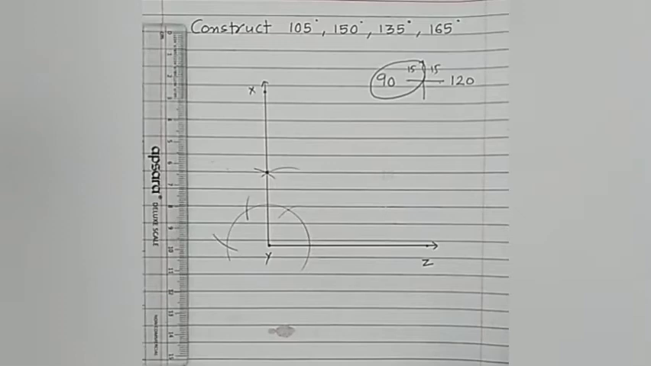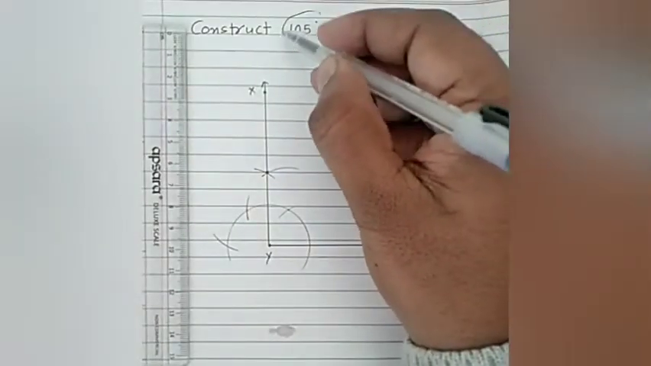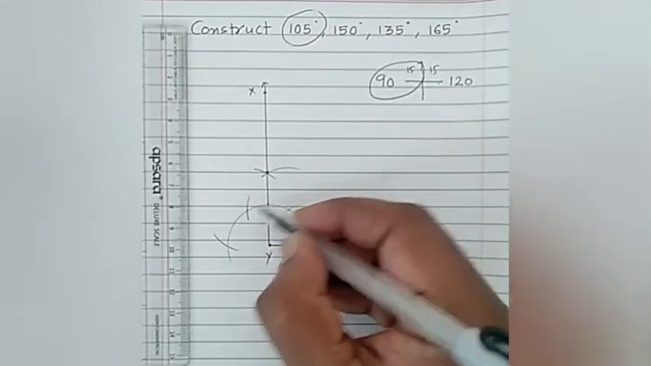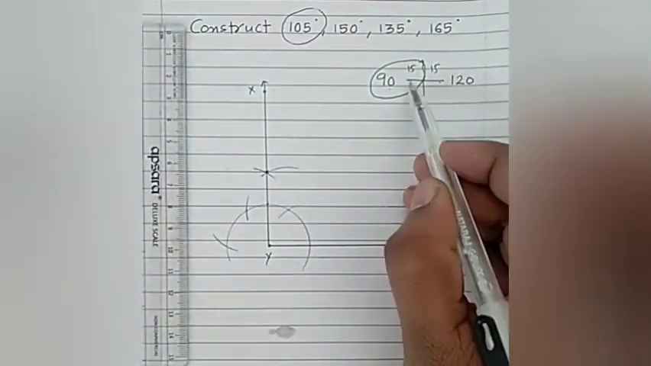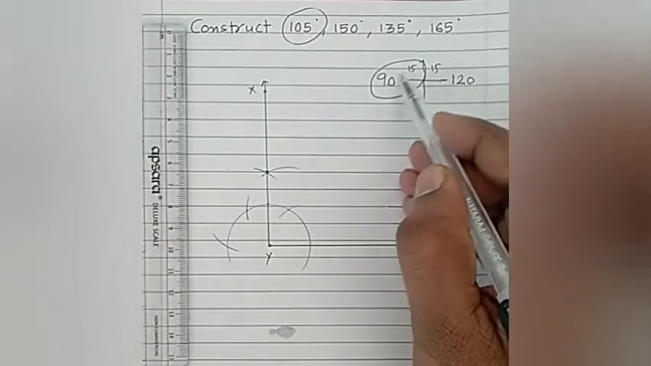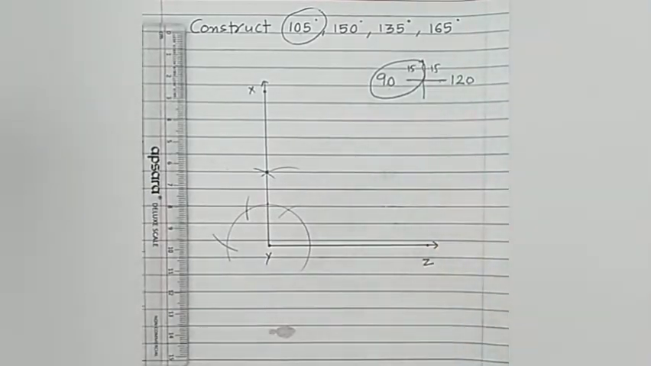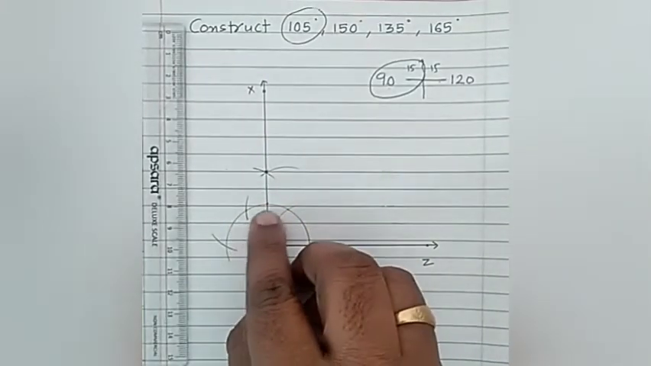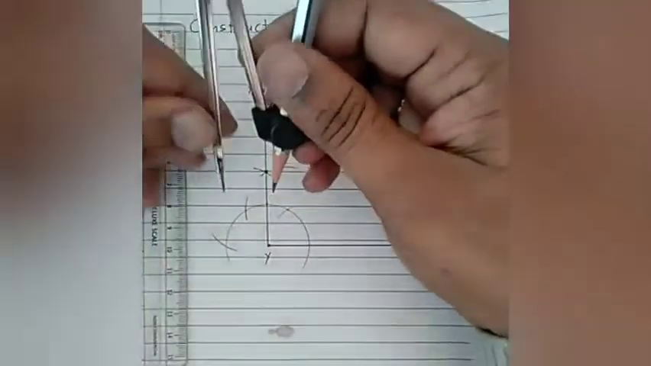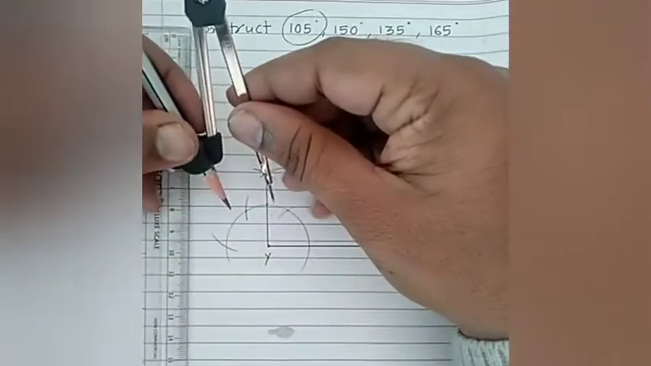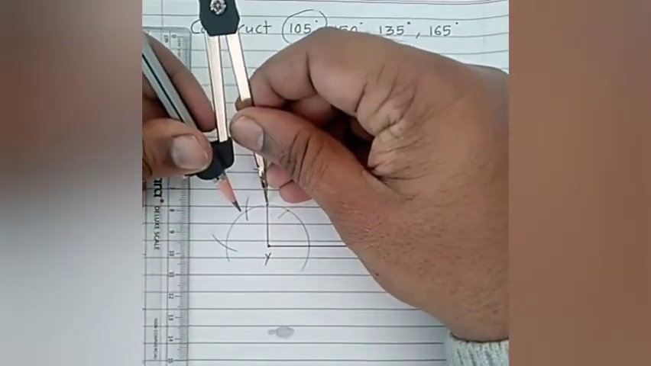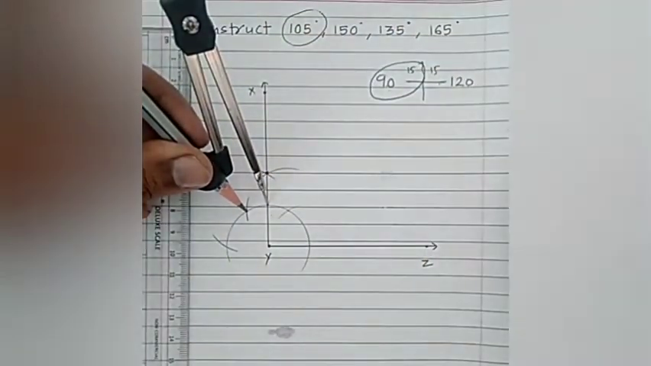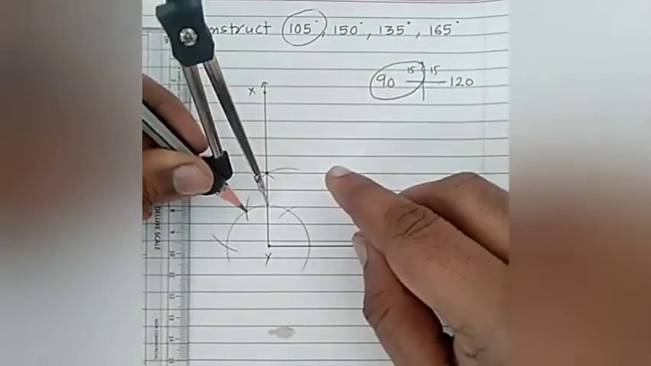But what is our ultimate angle that you have to make? 105. So this is 90, this is 120. Between 90 and 120, if I would bisect, I would get 90 plus 15, which is 105. So to bisect this stretch of angle, I'll measure the length between 90 degree and 120 degree. If you could see, this is the stretch between 90 and 120.